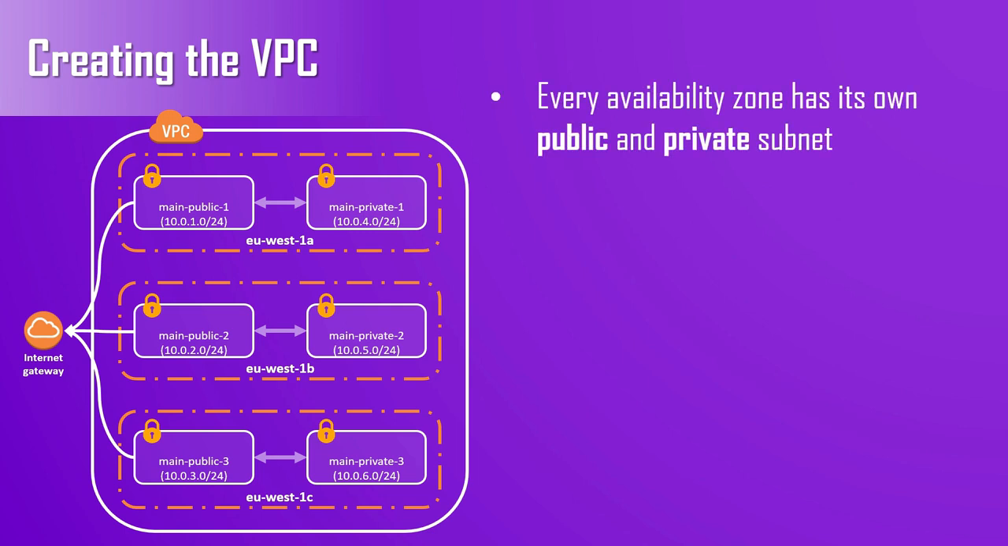Now, every availability zone in the VPC has its own public and private subnet. Take a look at the left, you will see 6 subnets. You will see a public and a private subnet.